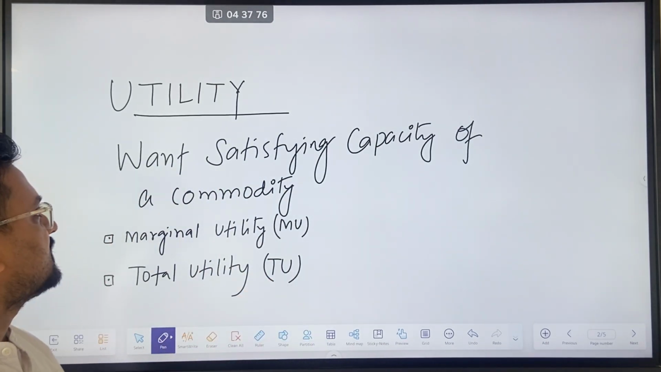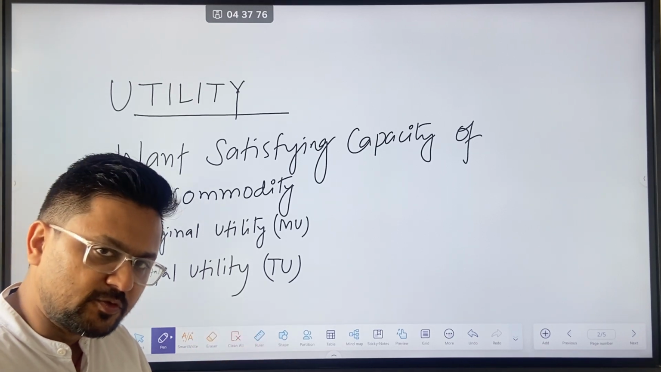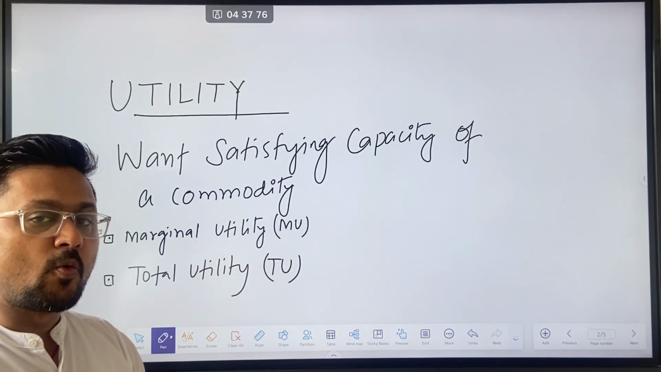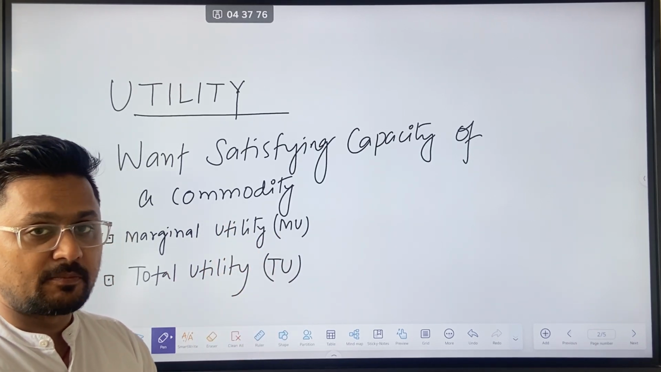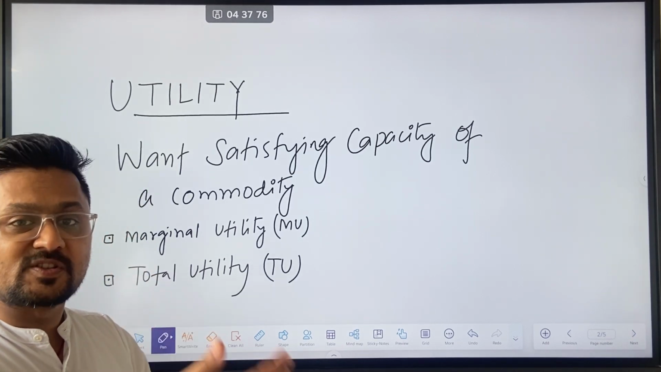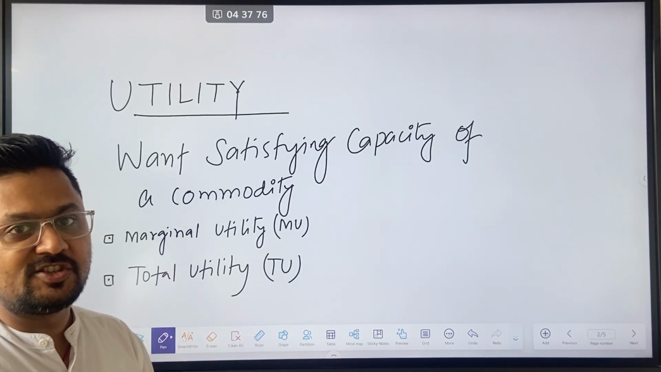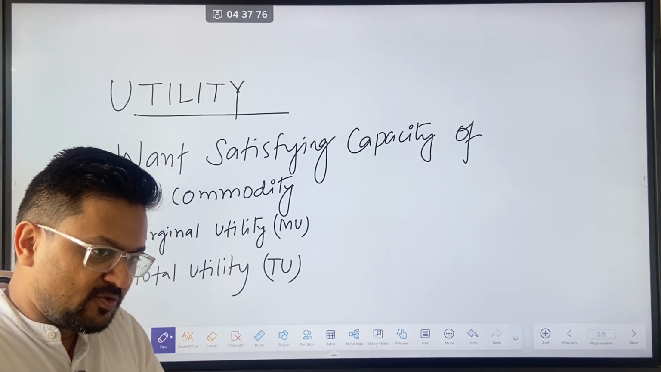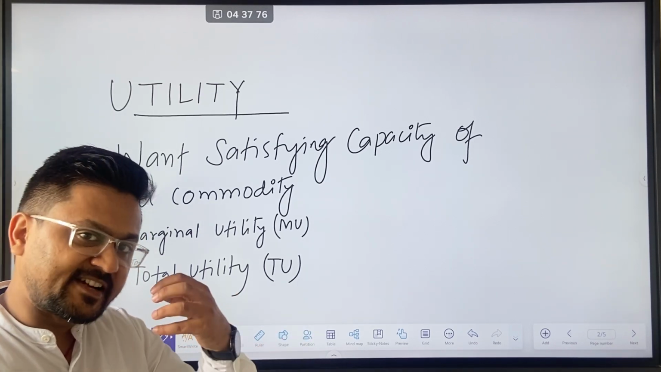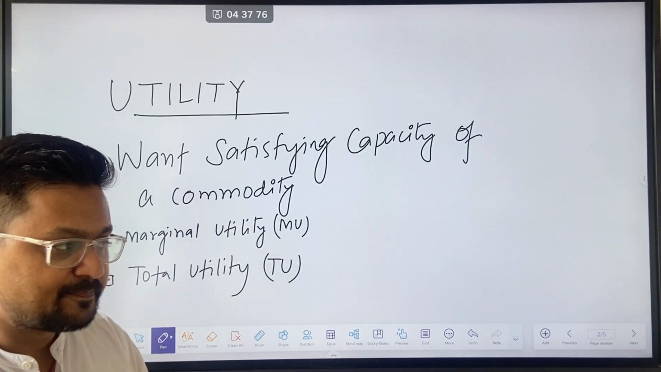First, we need to understand the concept of utility, because this is a very important component to understand the concept of consumer's equilibrium. So utility is the want-satisfying capacity of a commodity. If a commodity can satisfy a consumer's want, it is not necessary that it has to be useful in general. A good may be useful or it may not be useful; that is a separate concept. But if it satisfies human want or a consumer's want, then we say that it has utility.